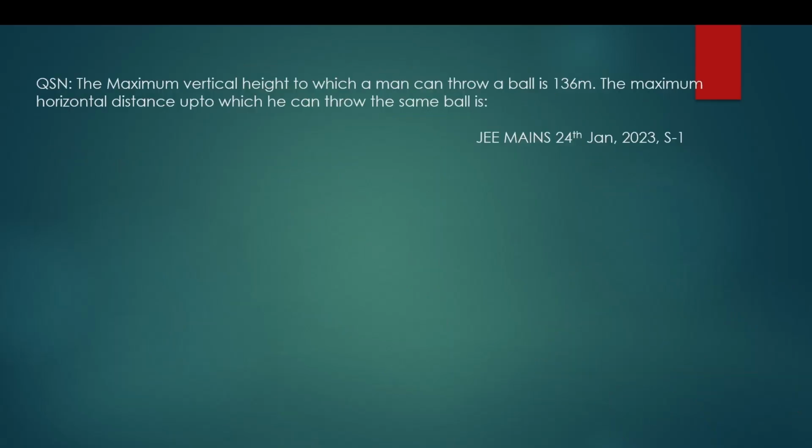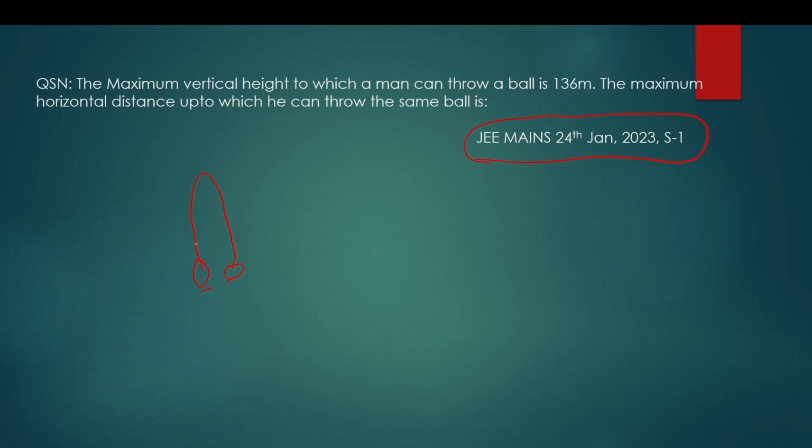Now next we will move on to a question that was asked in JEE Mains 24 January 2023 sheet 1. So what does it say? The maximum vertical height to which a man can throw a ball is 136 meter. The maximum horizontal distance up to which he can throw the same ball is? So suppose a ball is thrown and it again comes to this position.